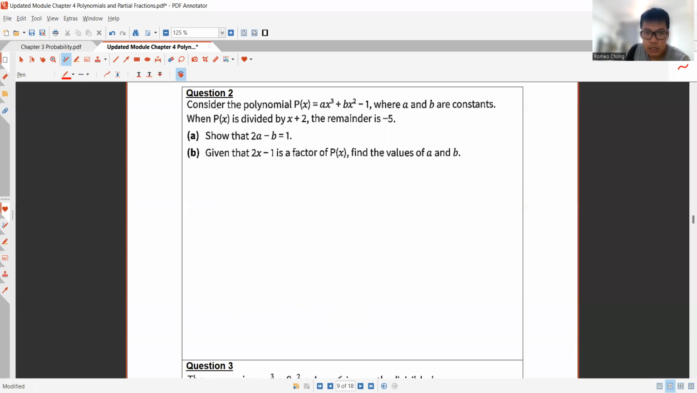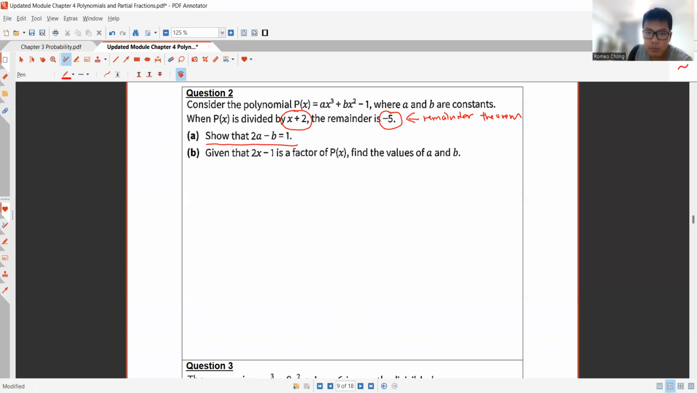So question 2, consider the polynomial p(x) equal to ax cubed plus bx squared minus 1, where a and b are constants. When p(x) is divided by x plus 2, the remainder is negative 5. So when p(x) is divided by x plus 2, you get a remainder of minus 5. So obviously, what we need to do is use the remainder theorem. The first part asks you to show this one.